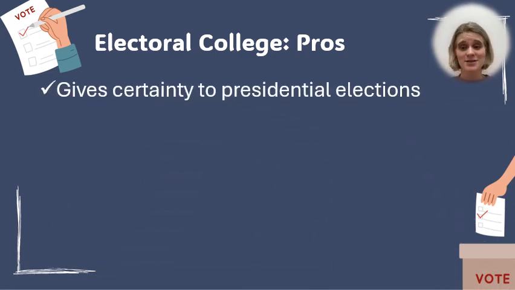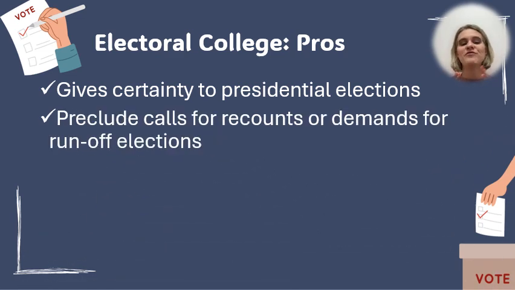First of all, it gives a certainty to presidential elections because you have to have a set number of votes. And because it's so small, right? 270 compared to the thousands and millions of people that live in this country, it's pretty easy to declare that majority. It prevents the call for recounts or runoffs. Because we are giving all of the votes to the state, because it's a winner-take-all system, it doesn't matter what the majority is.